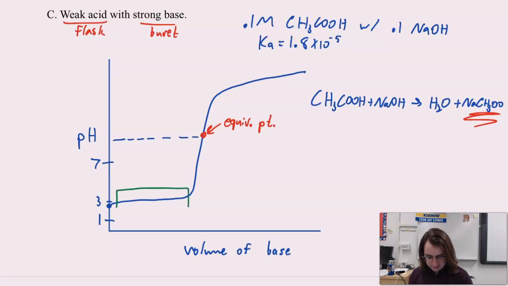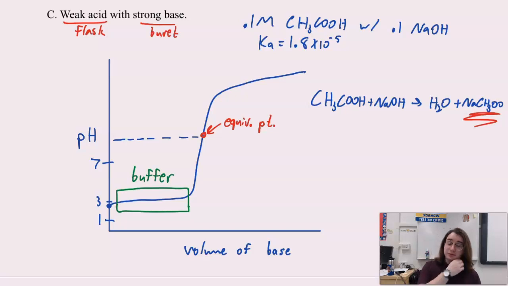This section right here of our titration, where we're not really increasing the pH at all, is actually a buffer. It's sometimes referred to as a buffer region. If you're looking at that equation that we just wrote right there, can you see that there is a buffer present in solution? Well, you might be able to recognize it.